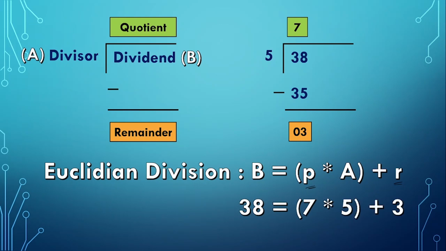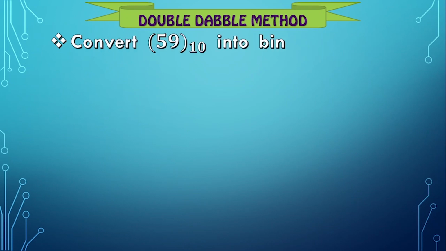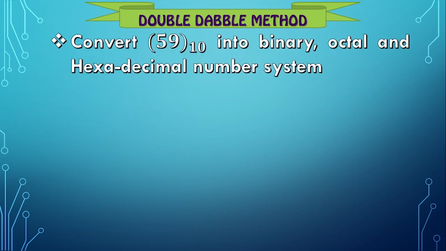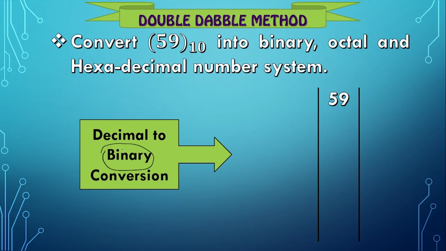Now let us have an example. Here the problem is to convert 59, which is a decimal number, into binary, octal and hexadecimal numbers. So we will have successive division. We will write 59, which is our dividend, and if we want to convert it into the binary number system, what is the radix of binary? The radix of binary is 2. So we will have successive division with divisor 2.